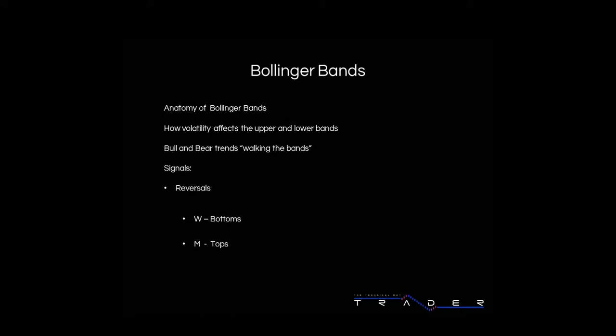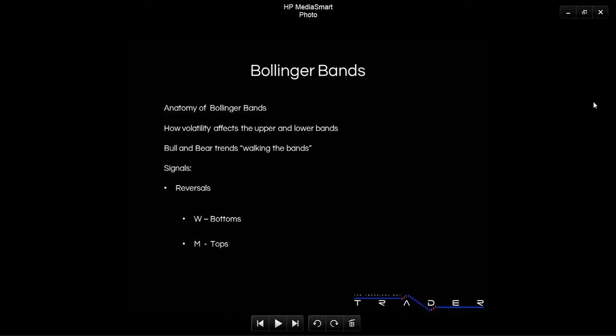So first what we're going to do is look at the anatomy of the Bollinger Bands. Then we're going to see how volatility affects the upper and lower bands because they are reflexive. They expand and contract with price volatility. Then we're going to look at bull-bear trends, also known as walking the bands, and a few signals, mostly reversals with W bottoms and M tops. Alright, so let's get started.